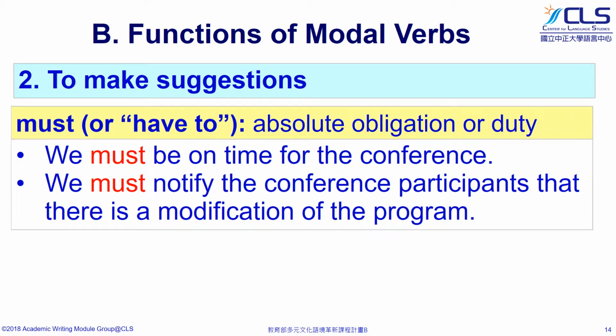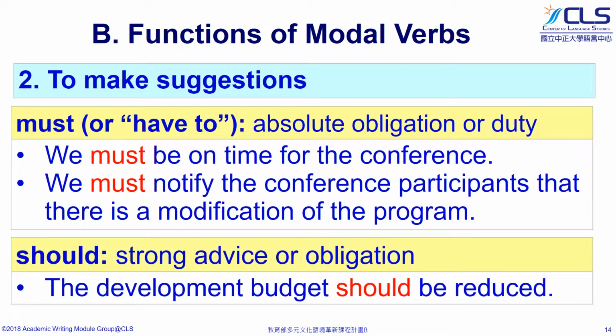First, as we can see from the sentence, must in "we must be on time for the conference" is used to show an absolute obligation or duty. Second, should in the sentence "the development budget should be reduced" is used to show a firm advice or obligation.